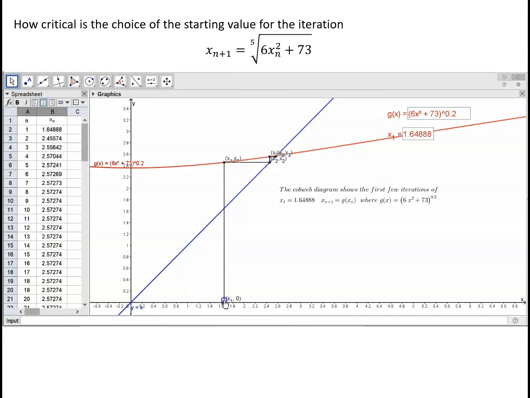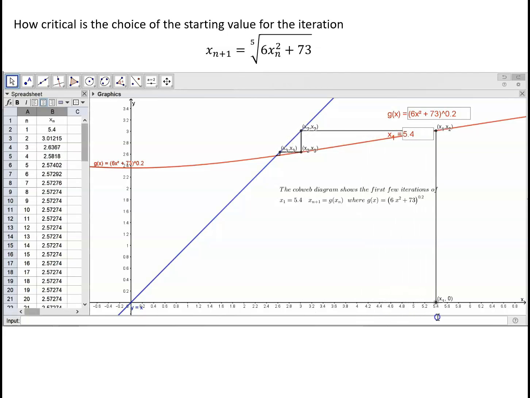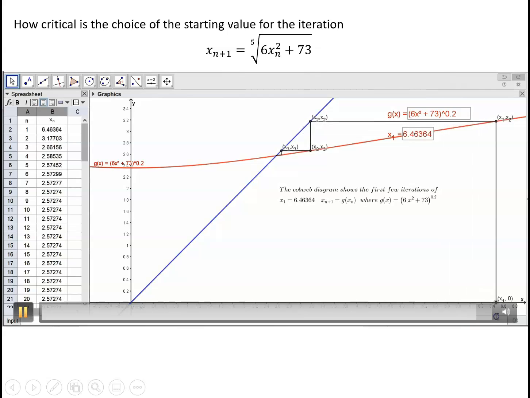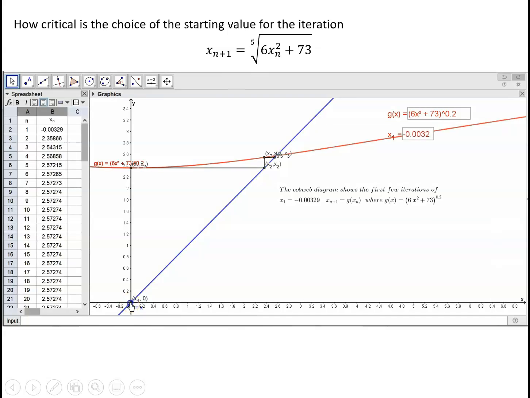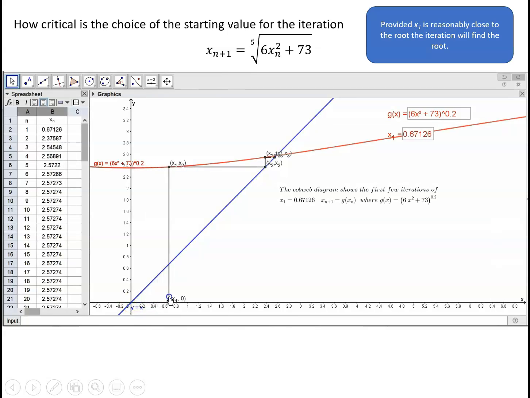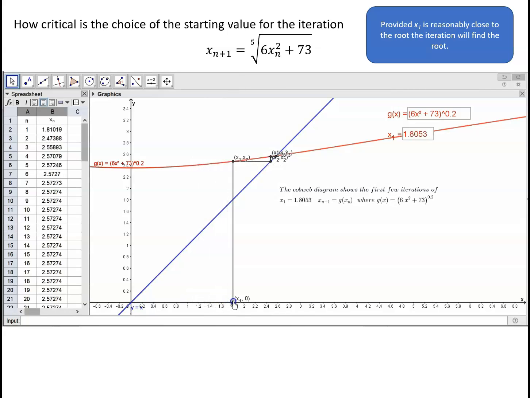There's very little difference in terms of the values of the iteration all the way up to the solution point, and even if we go beyond the solution point, all that happens is the iteration staircases down to the point of intersection. So what this is telling us is that provided the initial value of the iteration, x1, is reasonably close to the root, the iteration will actually succeed in finding the root in this particular case.